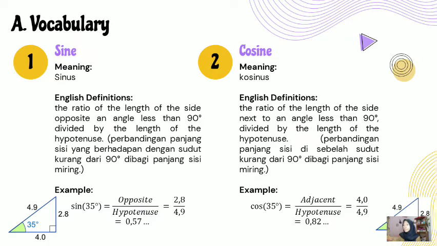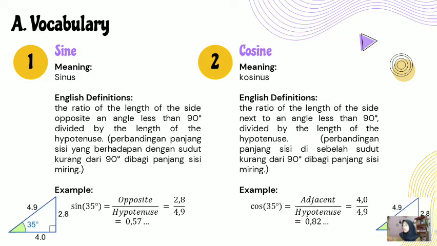Number 1, sin. Meaning is sinus. English definition: the ratio of the length of the side opposite an angle less than 90 degrees divided by the length of the hypotenuse. For example, sin 35 degrees equals opposite per hypotenuse equals 2.8 per 4.9.